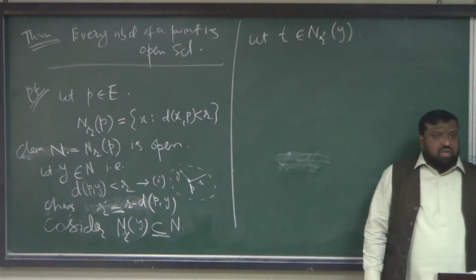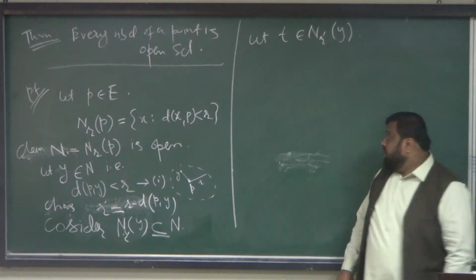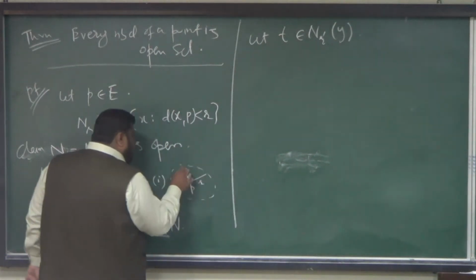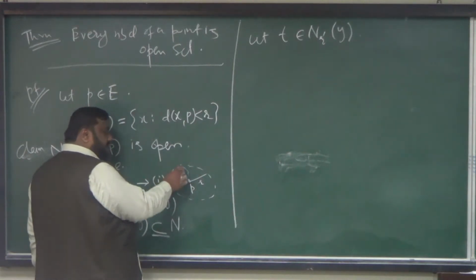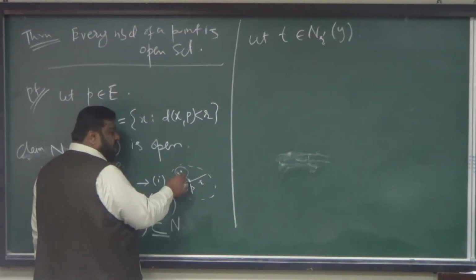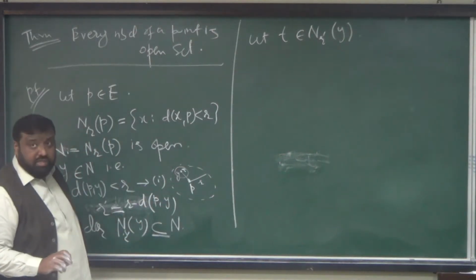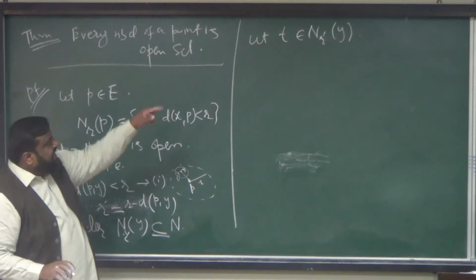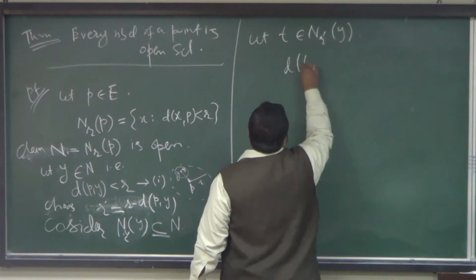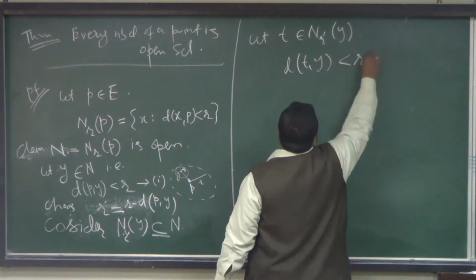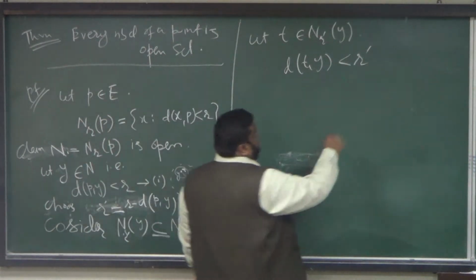Okay. So what does it immediately give? In other words, I'm drawing a ball around this point Y of radius R prime, and I'm taking a small point T from it. So if T is in the ball of radius R prime around Y, what does it mean? The distance between T and Y is less than R prime. So how is this going to help us?